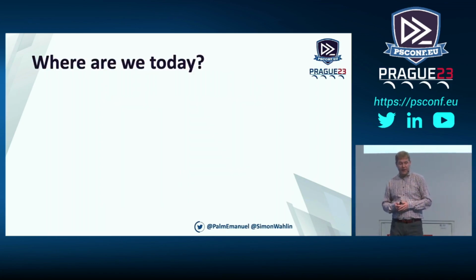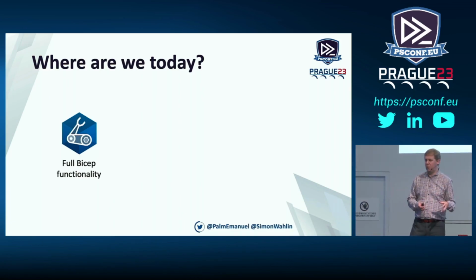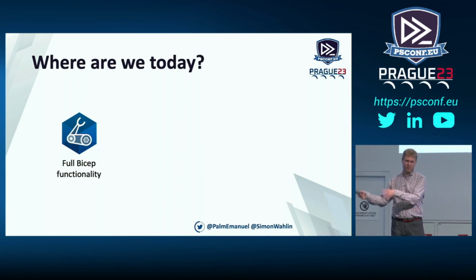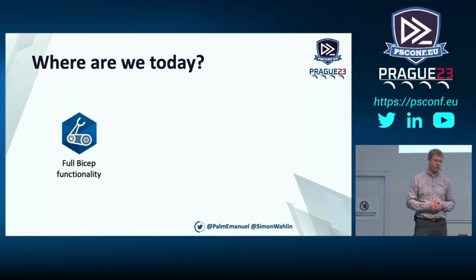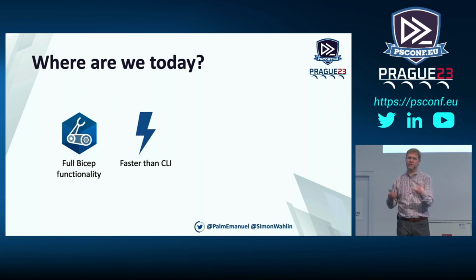So where are we today? Today, we have full Bicep functionality. So everything you can do with the Bicep CLI, you can do with our module. We don't wrap the Bicep CLI anymore, but we depend on the same underlying source code. So we use Bicep, but we don't use the CLI. We load the assemblies directly into PowerShell. We are way faster than the CLI, mainly because we load the assemblies once and then we keep them in memory since they are part of the module, and then we can build a Bicep file or build several Bicep files over and over again. I'll show that in a demo in a while.